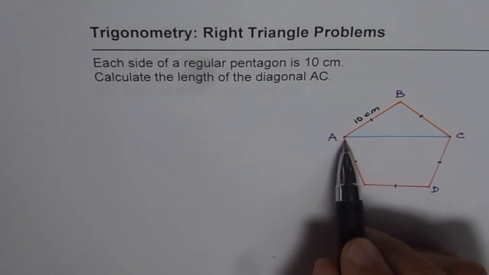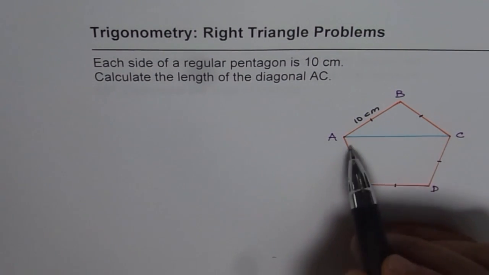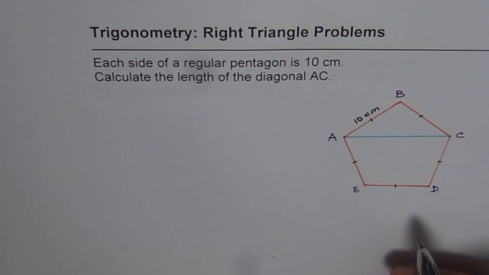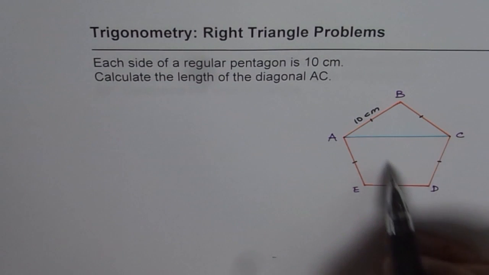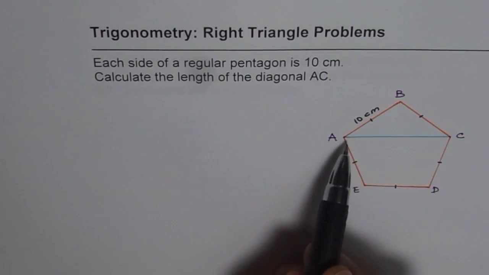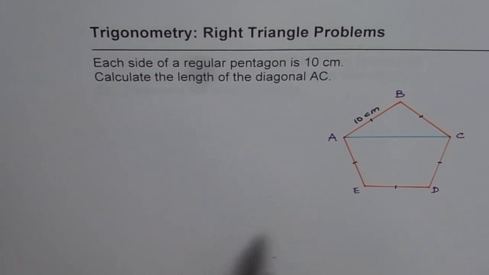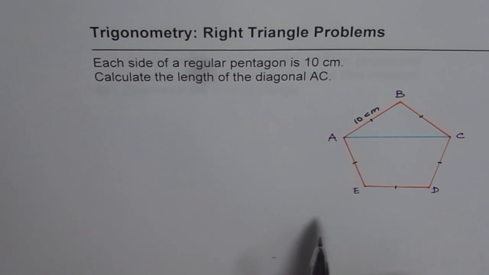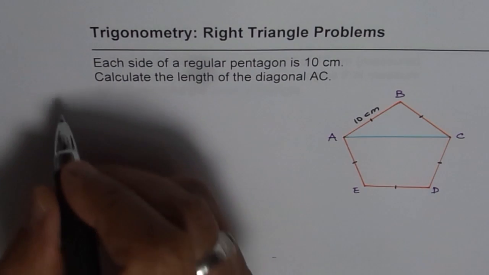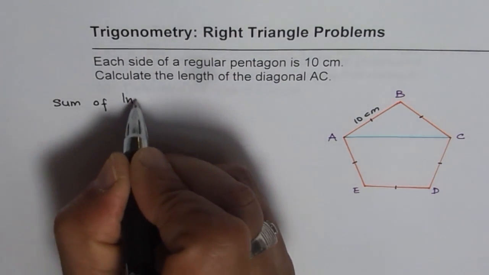Now, how will you find AC? Well, first we should find the interior angles of the pentagon. As you know, the sum of interior angles of a pentagon should be how much? Well, we can make 3 triangles here, right? If I join AD, 1, 2 and 3 triangles can be formed. So 3 triangles will give a total of 3 times 180 as the sum of interior angles.